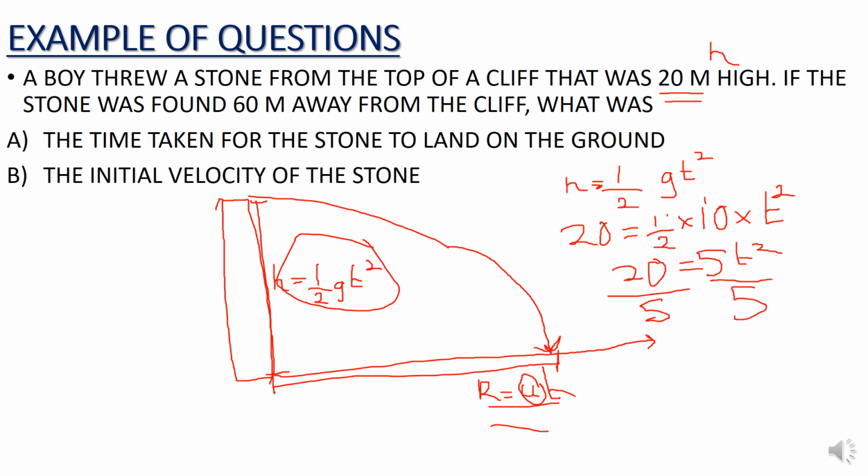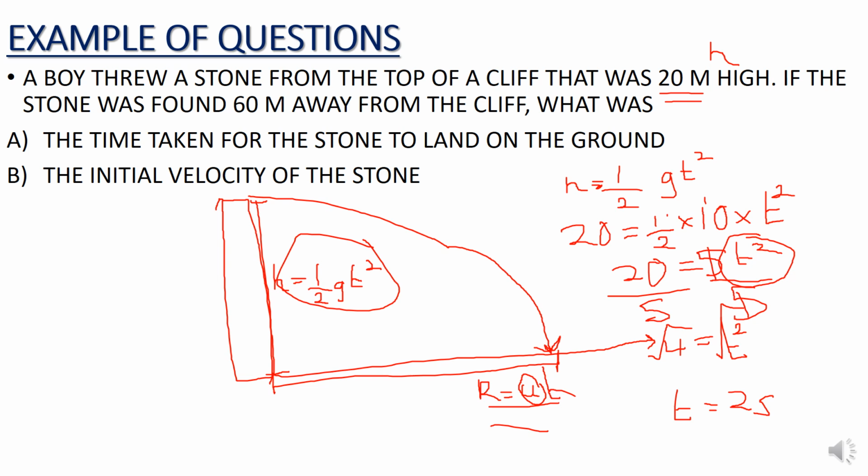So we divide by 5 on this side, and on that side we also divide by 5. So t squared remains alone, and 20 divided by 5 is 4. So 4 is equal to t squared. T will be the square root of 4, the square root of t squared. So t will be 2 seconds. So that is the answer of part A: the time taken for the object to move from up here to down here is 2 seconds.